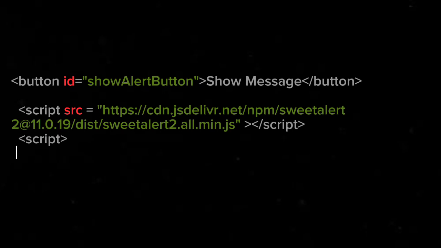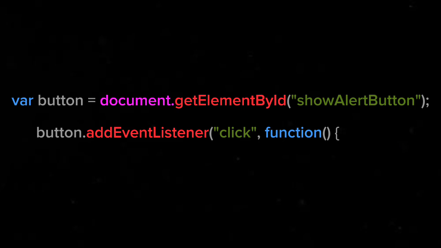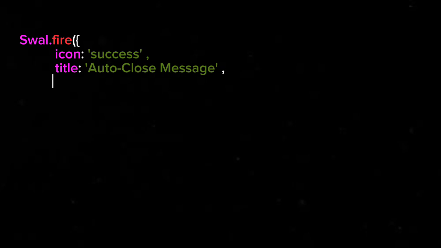Now, let's focus on the JavaScript code enclosed within the script tag. We begin by selecting the button element with the ID showAlert button using document.getElementById. We then add an event listener to the button, listening for the click event. This allows us to trigger an action when the button is clicked. Inside the event listener, we use the SweetAlert2 function to display the auto-close message. This function is provided by the SweetAlert2 library.